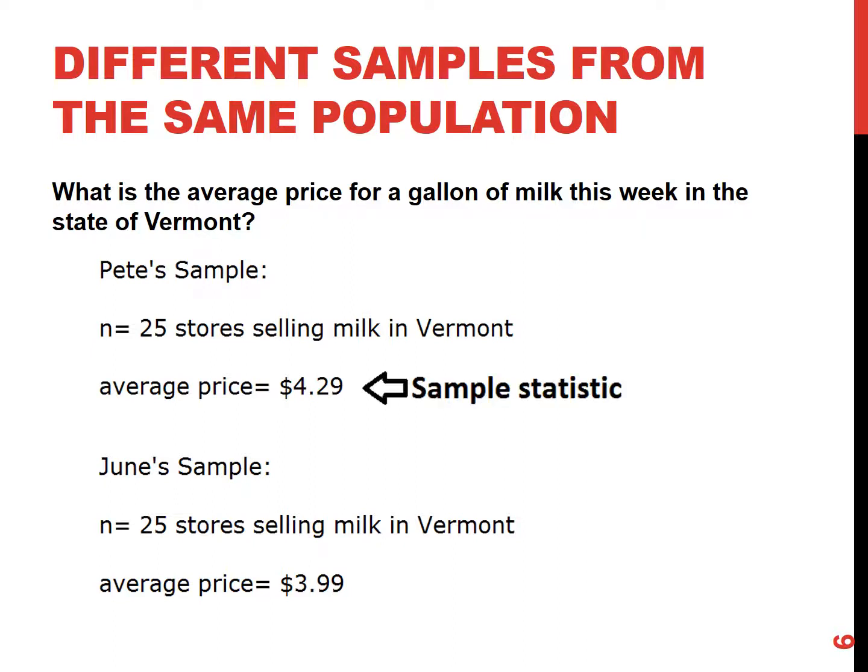Notice that the average price per gallon in Pete's sample is a sample statistic because it was calculated from a sample, and that June's sample resulted in an average price, which is a sample statistic also, and that the sample statistics varied from sample to sample, even though the samples were taken from the same population and had the same sample size.